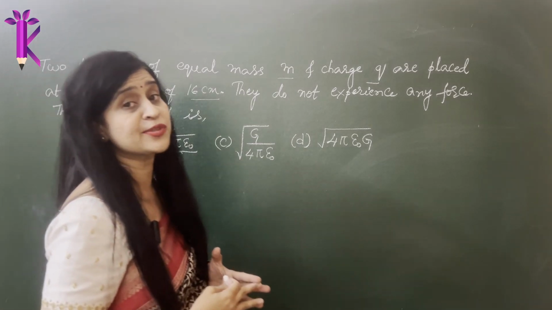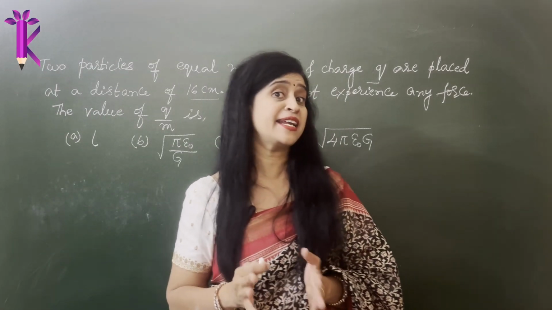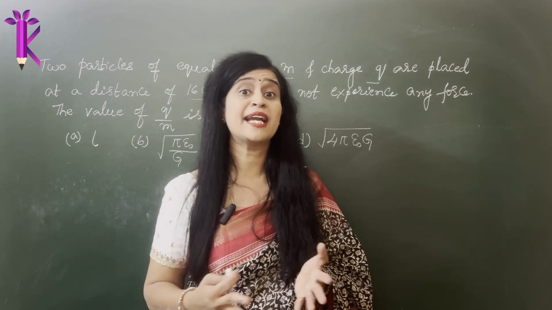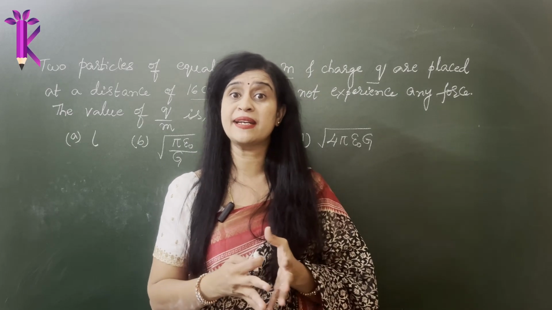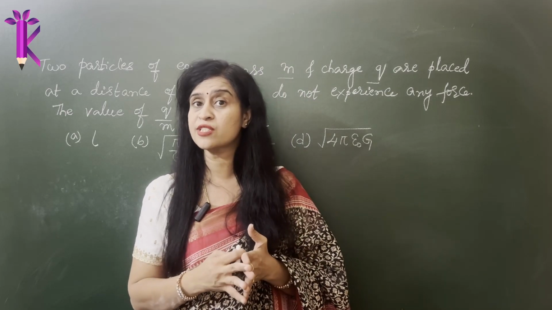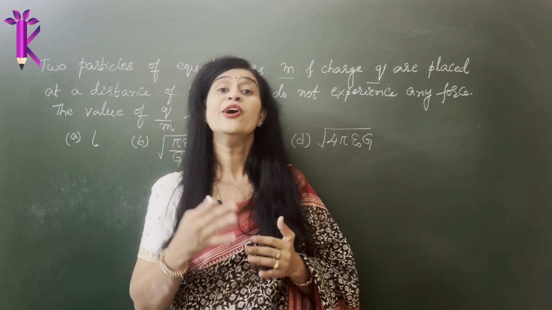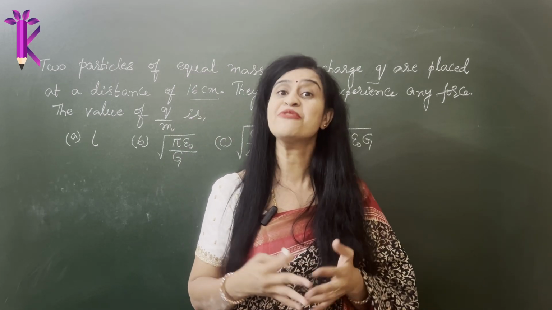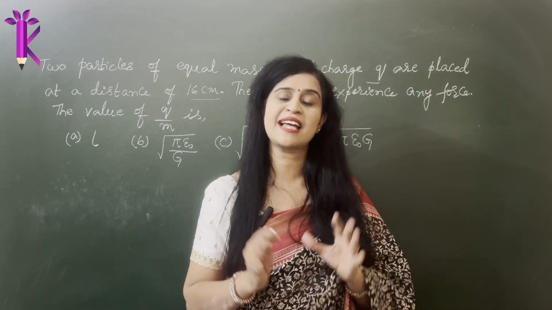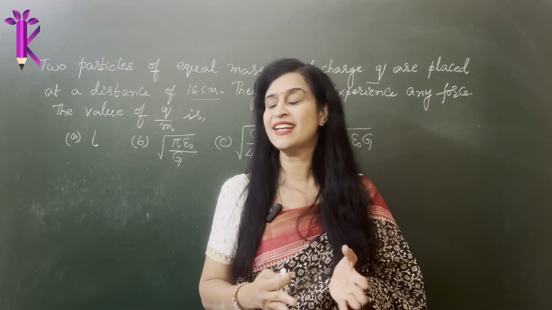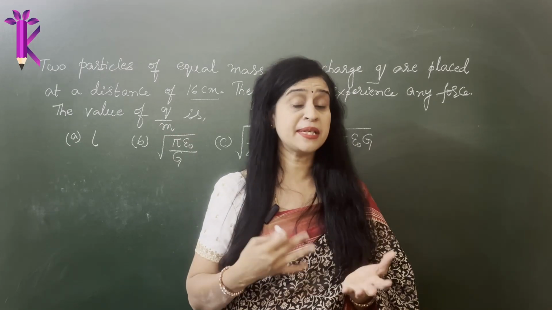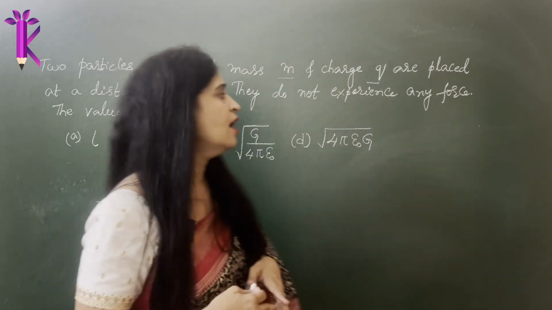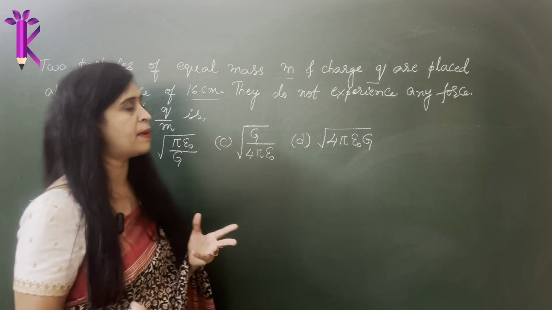When do they not experience any force? This is a very, very tricky part. When do they not experience any force? When the net force acting on those two particles is zero. Now, when can the net force acting on those two particles be zero? When the gravitational force of attraction equals the electrostatic force of repulsion. If you fail to understand this conceptual point, then you cannot really approach this problem in the right direction. You'll end up with the wrong answer, or you might not even know how to go about it.